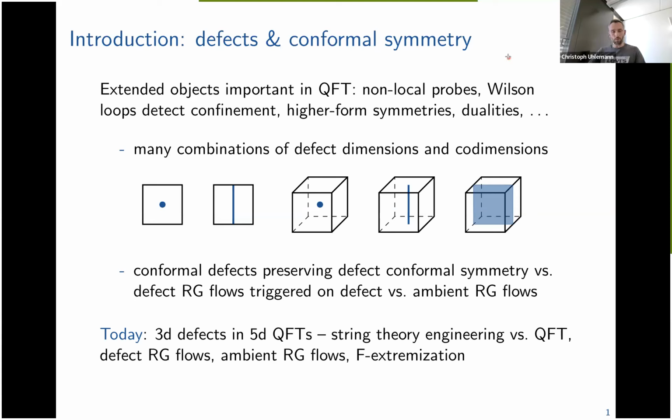And the idea today will be to use string theory and quantum field theory methods to study these advertised 3D defects in 5D theories. And we'll encounter all of these scenarios for conformal defects, defect RG flows, and ambient RG flows. So that will bring together a few things. And the reason why we will deal with all of these kinds of flows is rooted in the nature of the ambient quantum field theories.